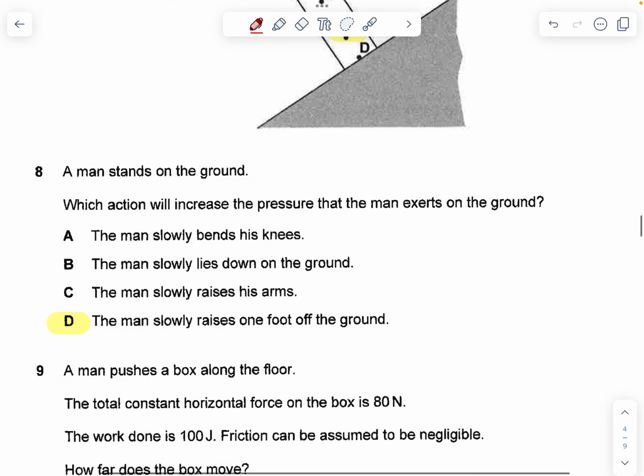Question 8. A man stands on the ground. Which action will increase the pressure P that the man exerts on the ground? We know the formula P equals F over A. If we want to increase P, we decrease A. For F, this is actually the weight of the man, which is constant.